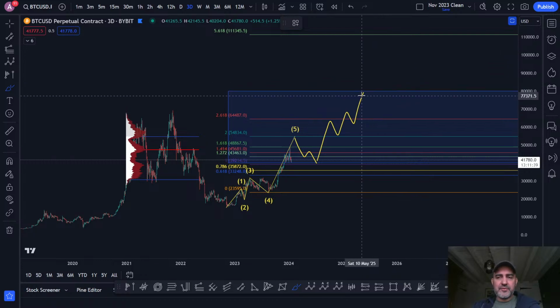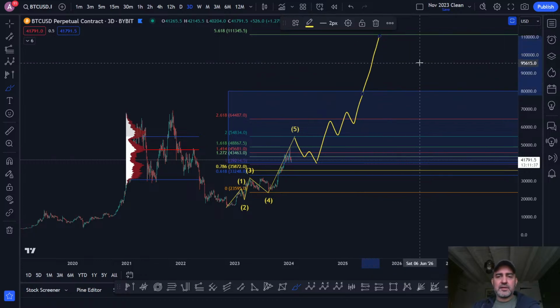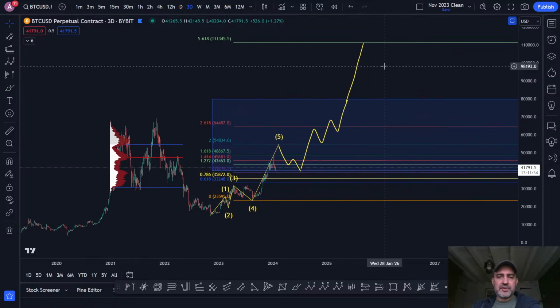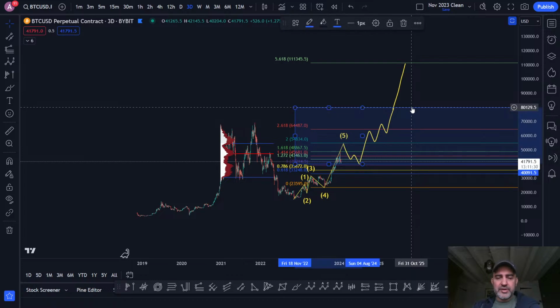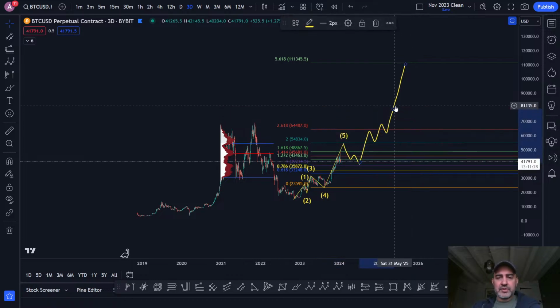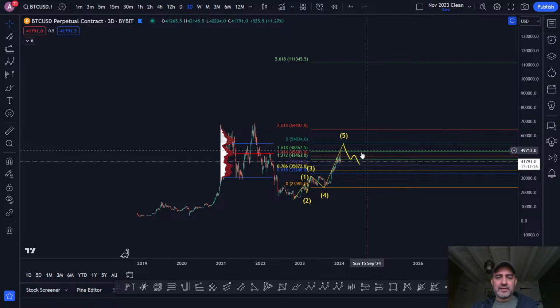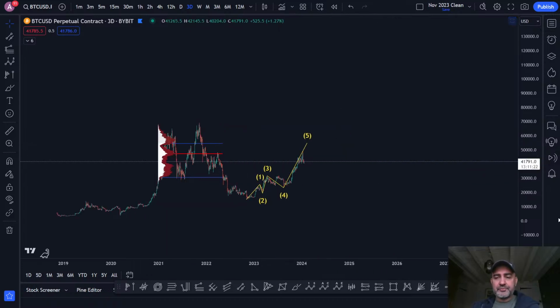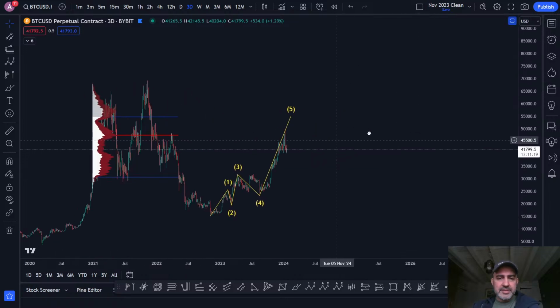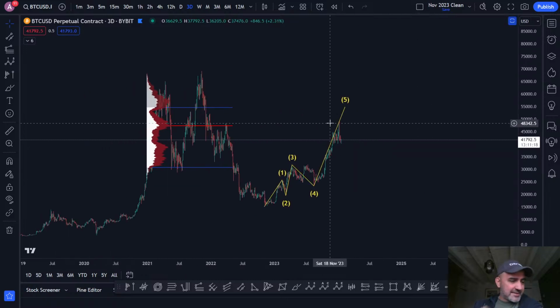But then that's the problem. If the 3 becomes really crazy, then it's also less likely that the 5 will be crazy too, because usually you'll have one crazy expansive move. And the question is, which one is it? Is it the one that we just had, or is it to come? So there's a few things to consider anyway. That's just by the by.